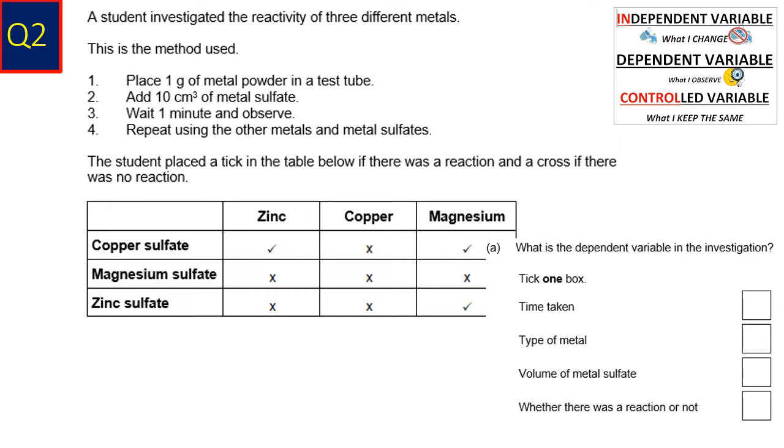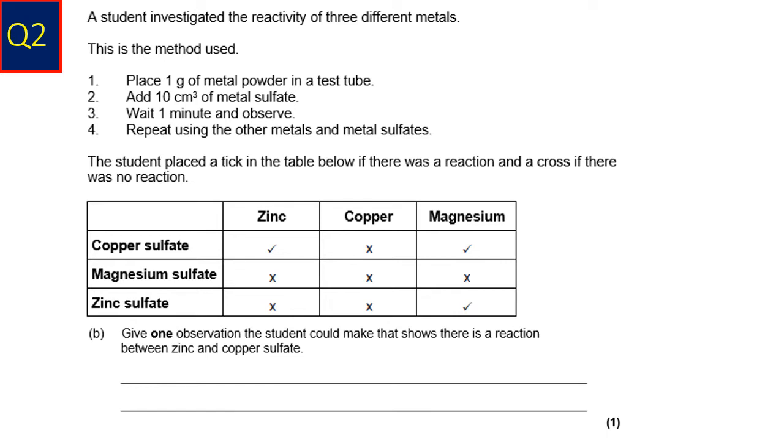Tick the right box. For 2B, we're using the same data and they want us to give one observation the student could make that shows there is a reaction between zinc and copper sulfate. So what might they see, that's the observation, what might they observe that shows the reaction has taken place?